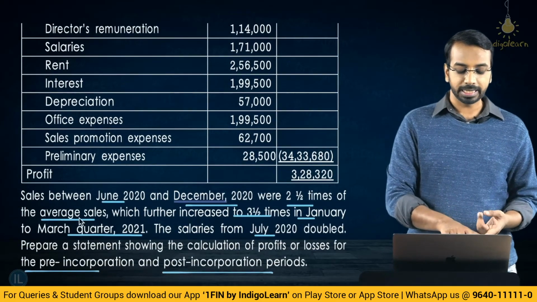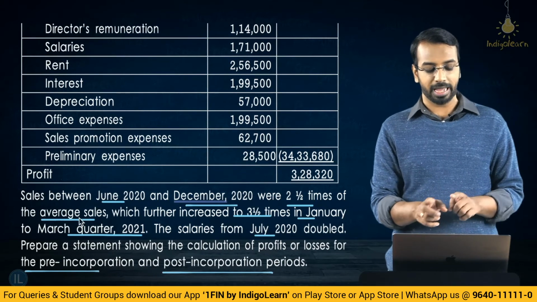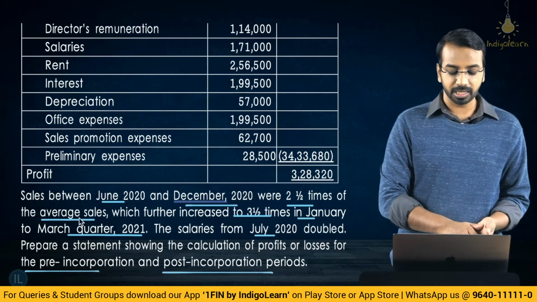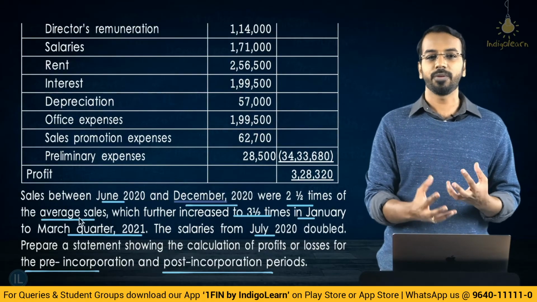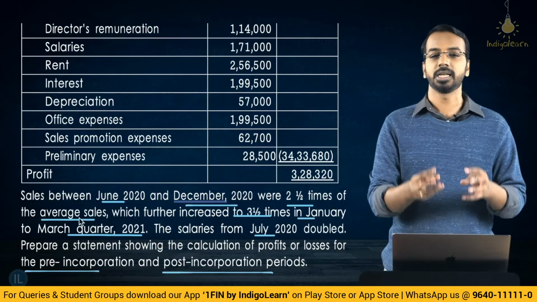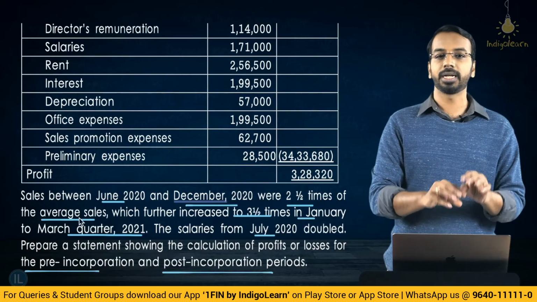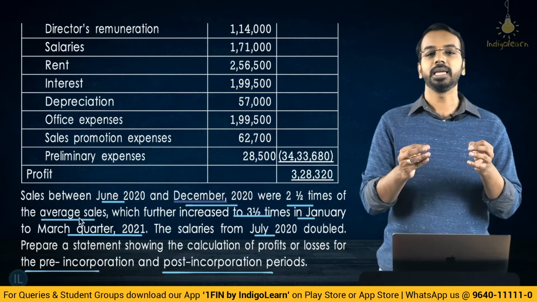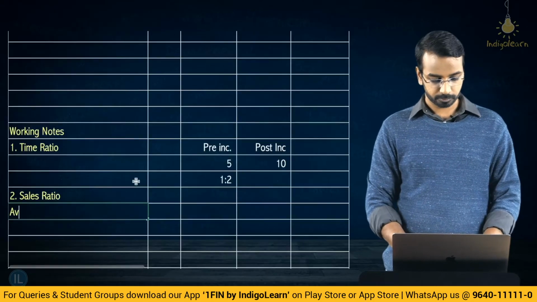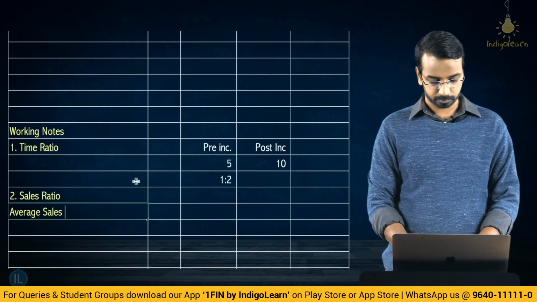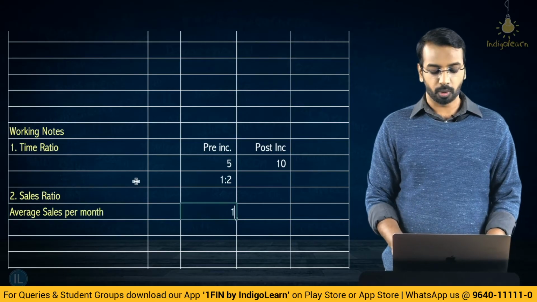Sales between June 20 and December 20 were 2.5 times of the average sales, which further increased to 3.5 times in January to March quarter 21, right. So, there are multiple ways of interpreting this. The best way to do this is to assume for a moment that the average sales per month would be X, or 1, okay. So, assume it to be 1, right.